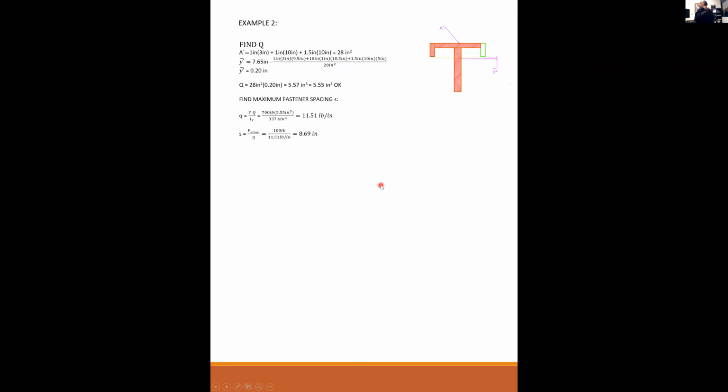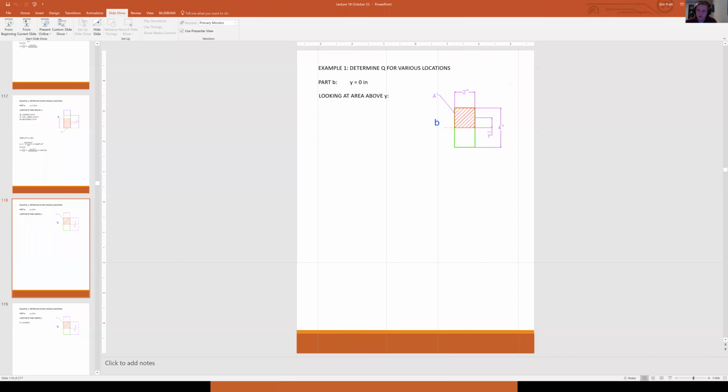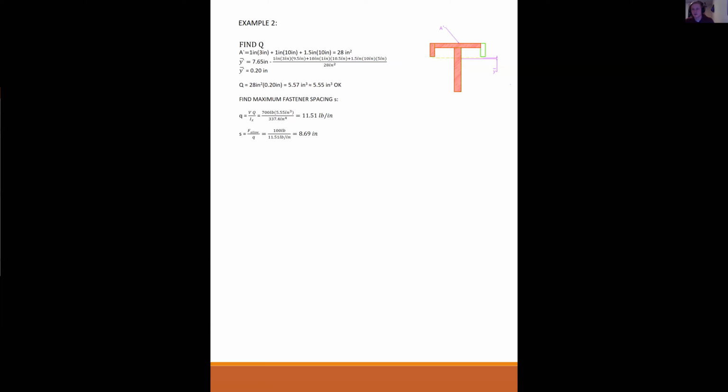Okay, any questions on this concept? So the spacing for the fastener is perpendicular to the shear plane that we're finding. You said it's in and out of the page, so yes, that would be perpendicular to our shear plane, right? Yeah. Okay, just a second.